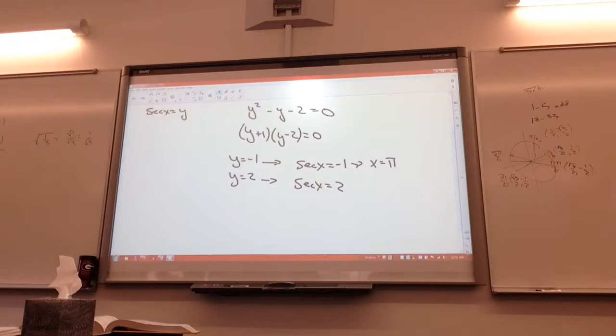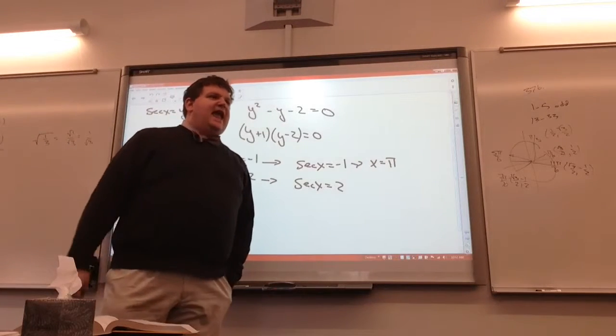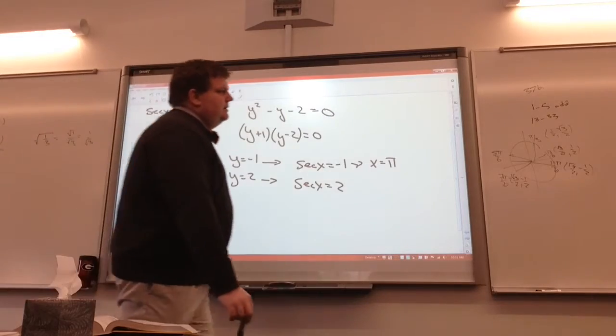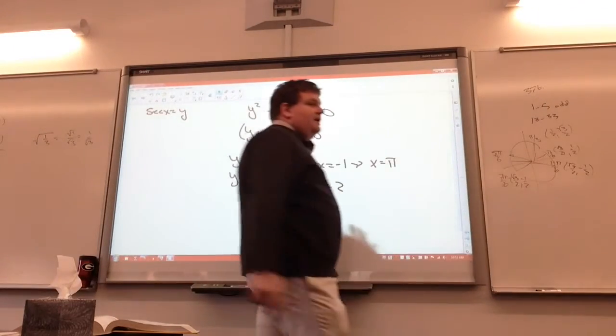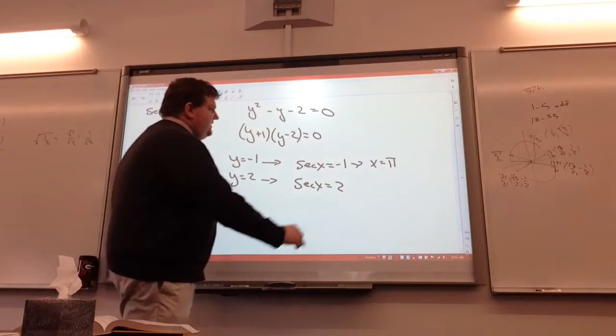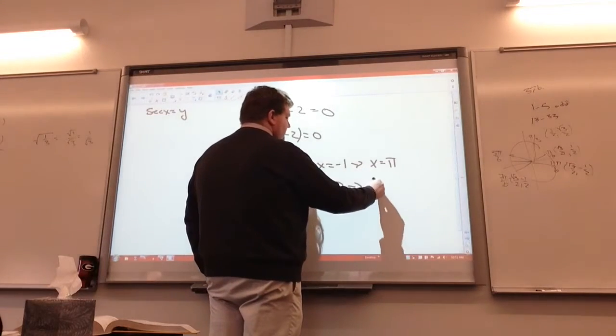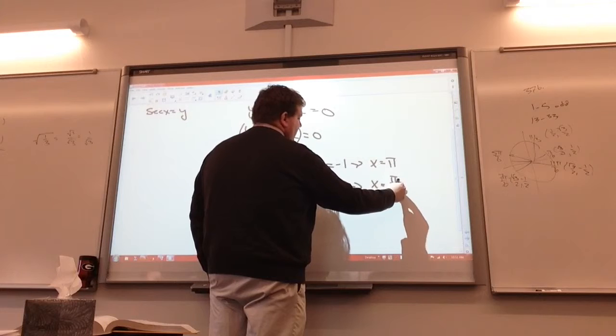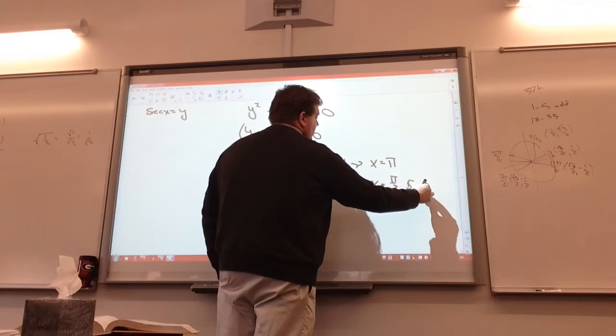Where's the other answer? 2. Okay, 2 is a little bit trickier to figure out where it would be. But think about this. If the secant of x is equal to 2, that means the cosine of x is equal to 1/2, right? So where's the cosine equal to 1/2? There are 2 locations where that happens. At pi over 3 and down here, at 5 pi over 3, correct? So this would say that x should be equal to pi over 3 and 5 pi over 3.